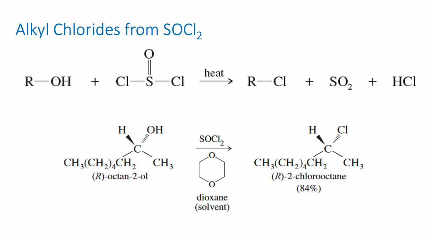Another thing that's interesting about this reaction is notice that the stereochemistry has not been inverted. So even though this does go through an SN2 mechanism, this is still a substitution mechanism, it occurs in such a way as to prevent that stereocenter from being inverted like we would expect with a normal SN2 mechanism. We get 84% of our product, and it has the same stereochemistry as our reactant.